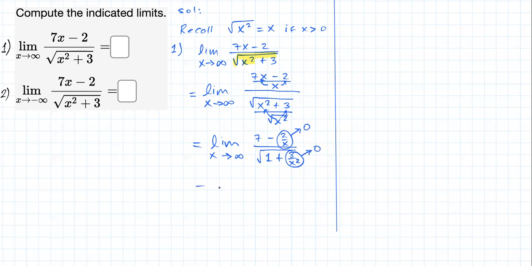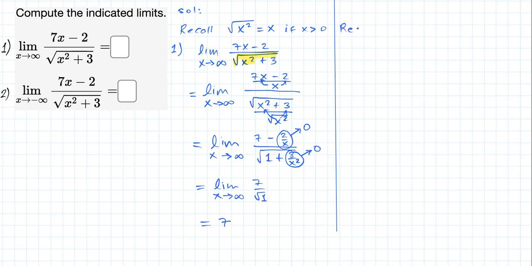So what is left then? Well, this is going to be left. Limit as x approaches infinity of 7 over the square root of 1. It's just a constant function, right? The square root of 1 is 1, 1 into 7, 7. So this is just 7. Great. Now let's go ahead with number 2.